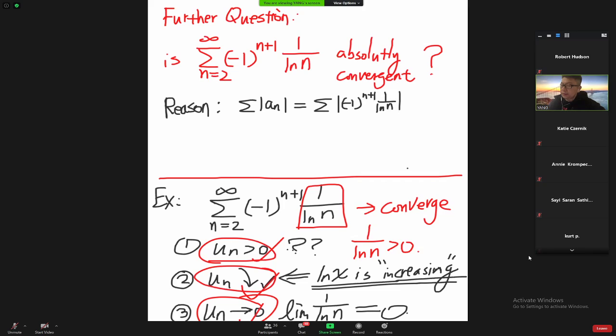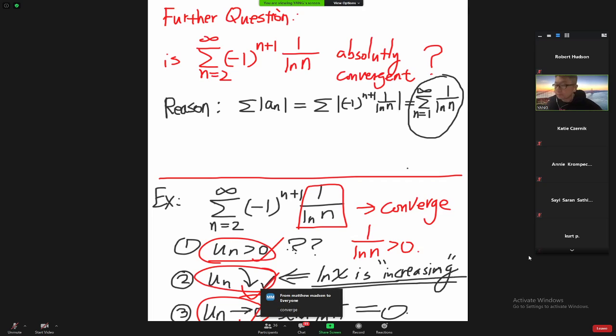and it will be 1 over natural log of n, right? So 1 over natural log of n, does it converge or diverge? And why? Any idea? Someone says converge. Any different opinion?